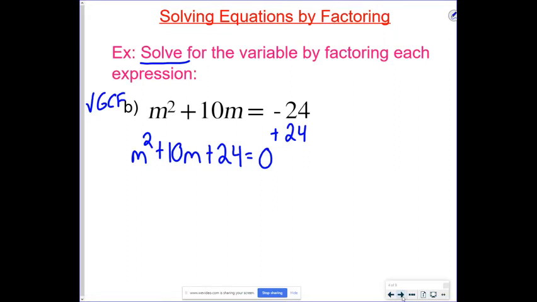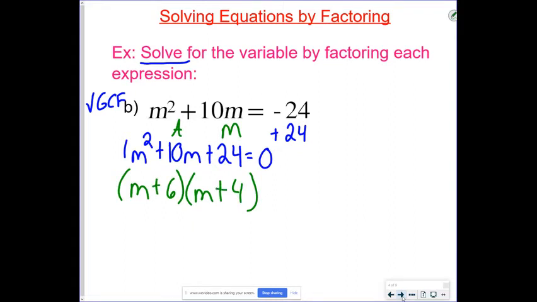This does not have a GCF because there are no factors they have in common and they don't all share an m. We see though that there's a 1 in the front here, so I'm going to find two numbers that multiply to make 24 but add to be 10. Once you come up with your factors, multiply to make 24, 6 and 4, and those add to make 10. And they're both going to be positive, so they multiply to make positive 24, and they add to make positive 10. And then we set that equal to 0.